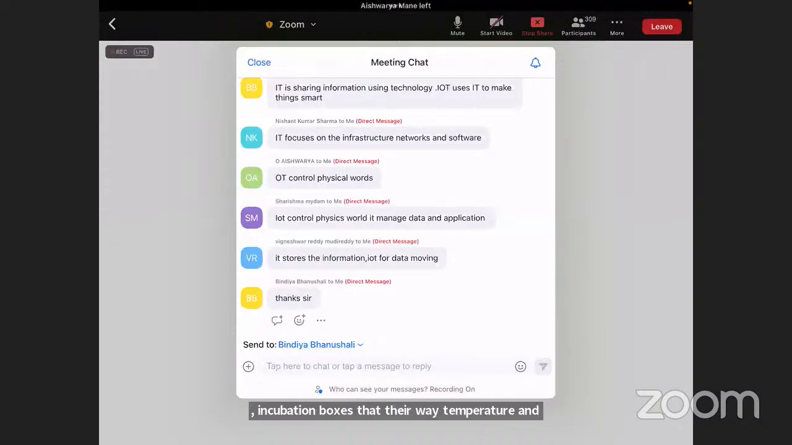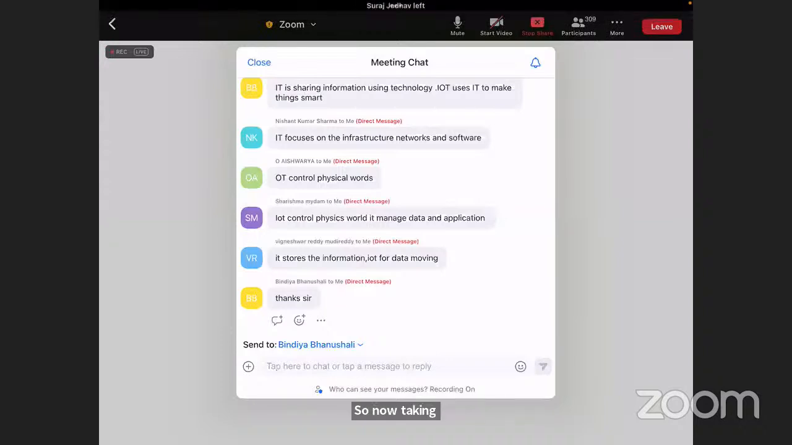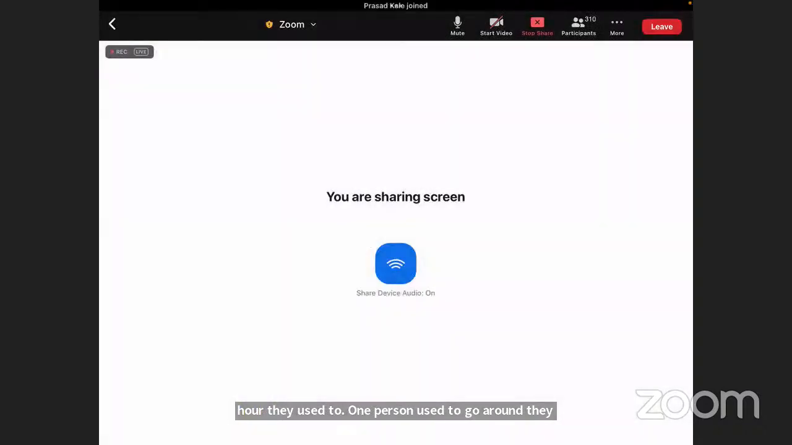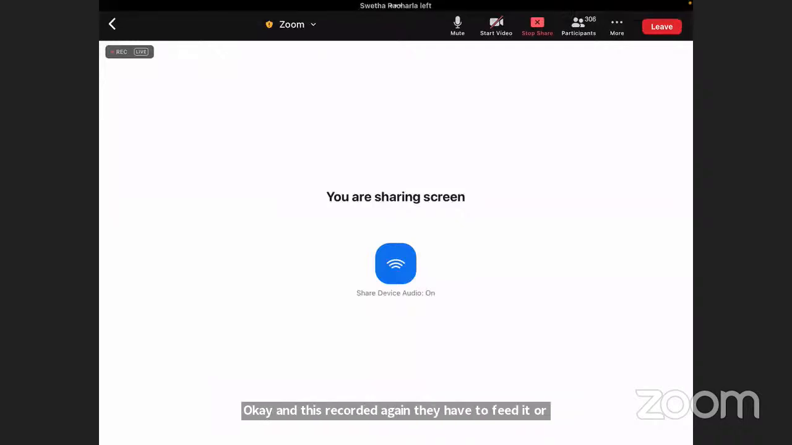Now what was happening there? They used to take the temperature and humidity readings. A small screen was on the incubation boxes, and they used to take the readings there. Every hour, one person used to go around. There were around 150 to 200 incubation boxes, and they used to go to each box and write down the temperature and humidity. Then they had to feed it in, or they would take a picture and send it to their supervisor.